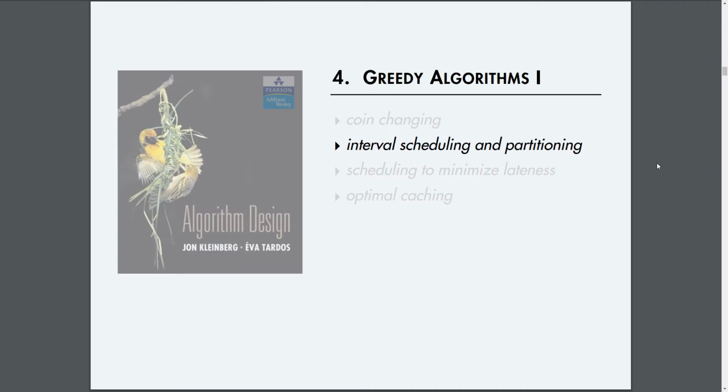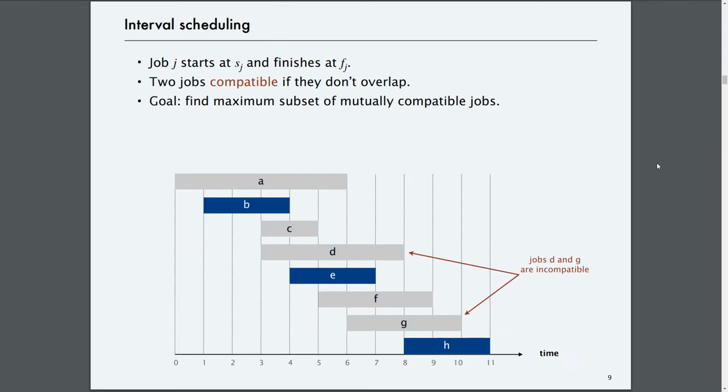Okay, let's move on to interval scheduling. So we have some jobs, and each of them has a start and a finish time. And we say that 2 jobs are compatible if they don't overlap at all. So what we want to do here is find the maximum subset of mutually compatible jobs.